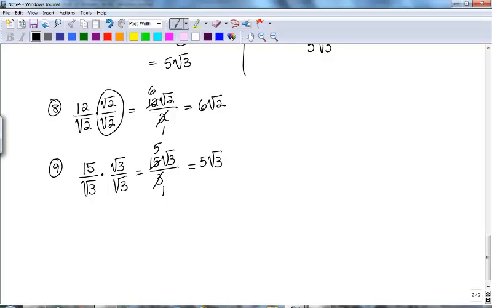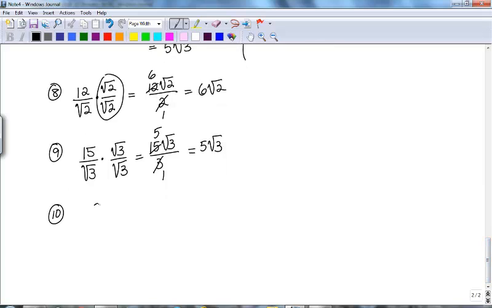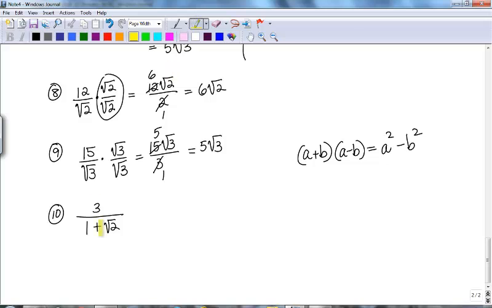The last kind is if they give you a quantity in the denominator with a radical. Say I give you 3 over 1 plus radical 2. If they give you a quantity or a binomial down there, you use the idea that a plus b times a minus b is a squared minus b squared, and that will always get rid of the radical. So if this is a plus sign, 1 plus radical 2, you're going to multiply by 1 minus radical 2, top and bottom.